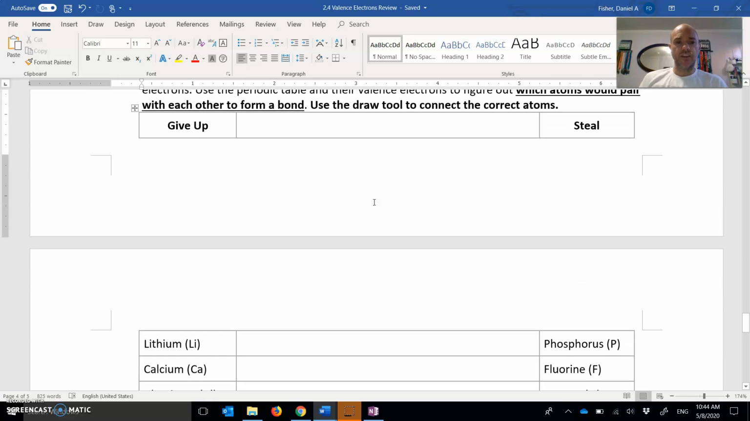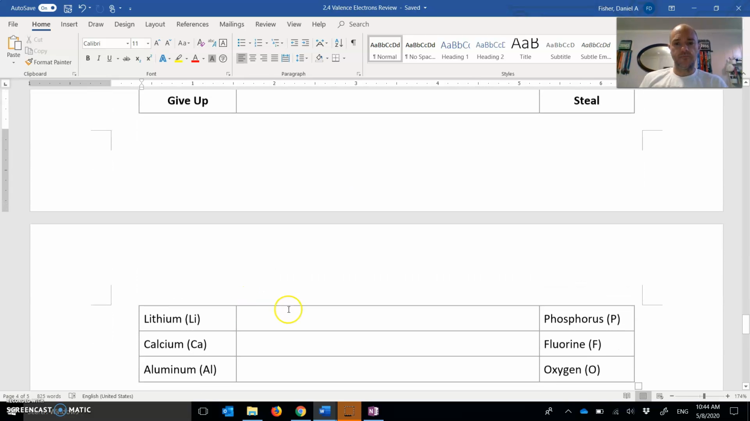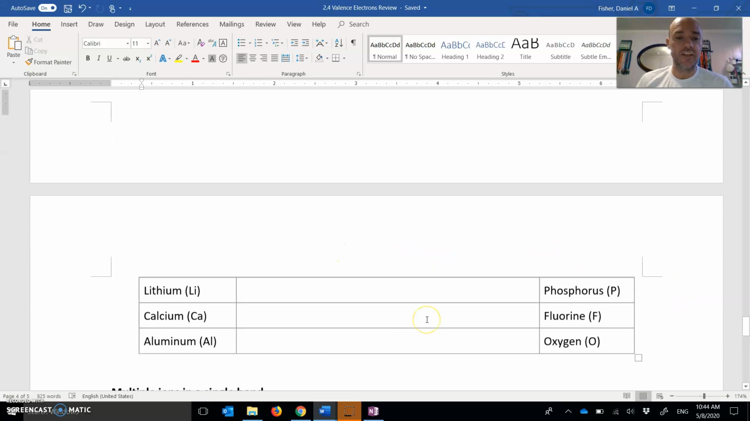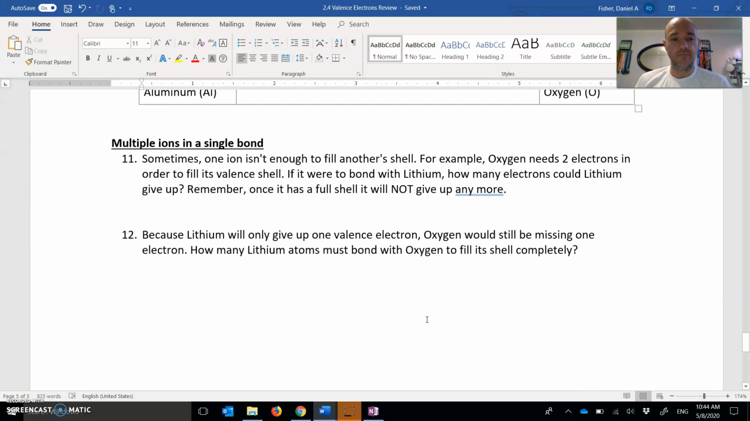With these ones, you're thinking about matching up. These ones are going to give up, these ones are going to steal. How are you going to match them up so the one that gives up, how many electrons it gives up is the same as the amount that these electrons over here are going to steal. So draw a line in between the 3 elements that match up.